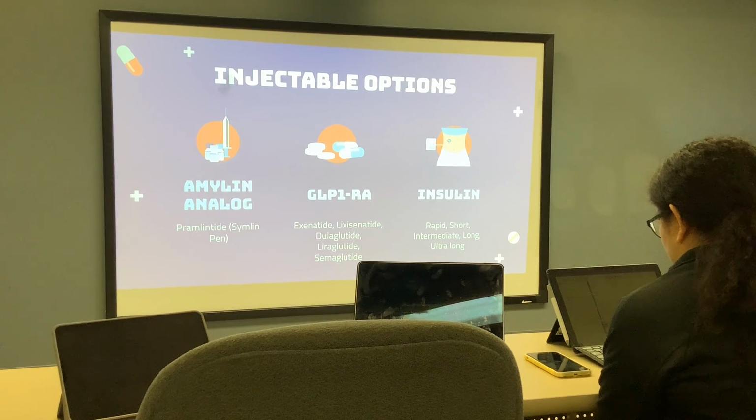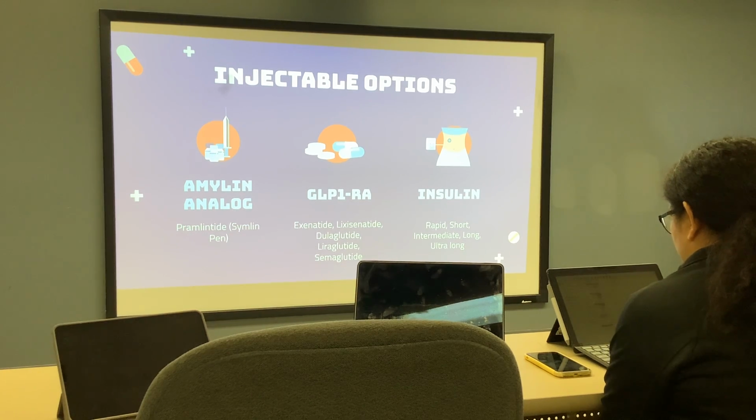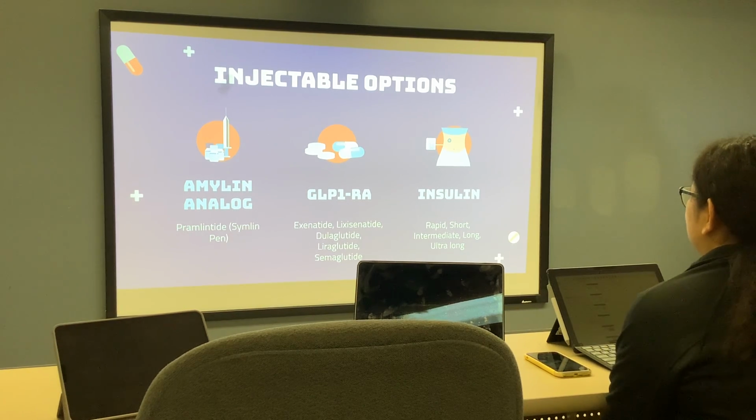So we have GLP-1RAs, just like Asha mentioned, the PO versions, we have mostly injectables, and that's exenatide, lixisenatide, dulaglutide, liraglutide, semaglutide, y'all caught that, that's our GLP-1RAs. And then insulins, we got rapid, short, intermediate, long, and ultra long.